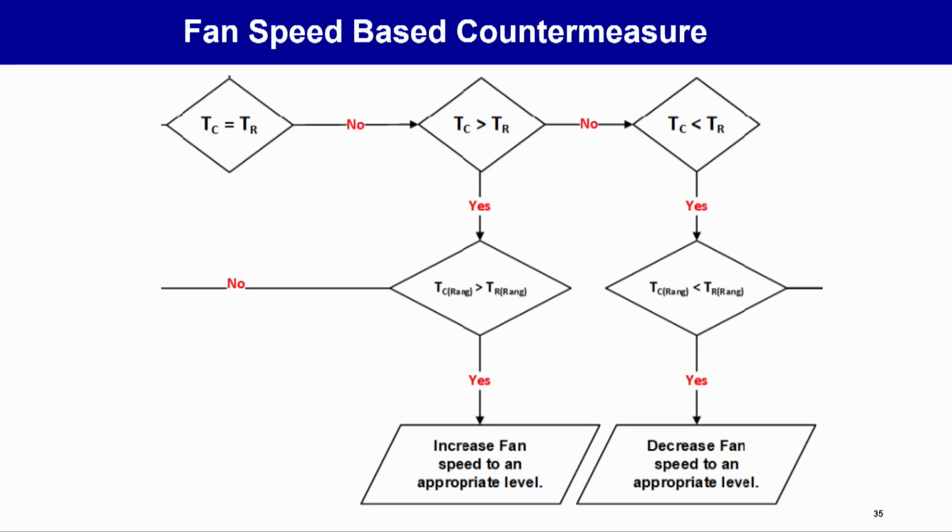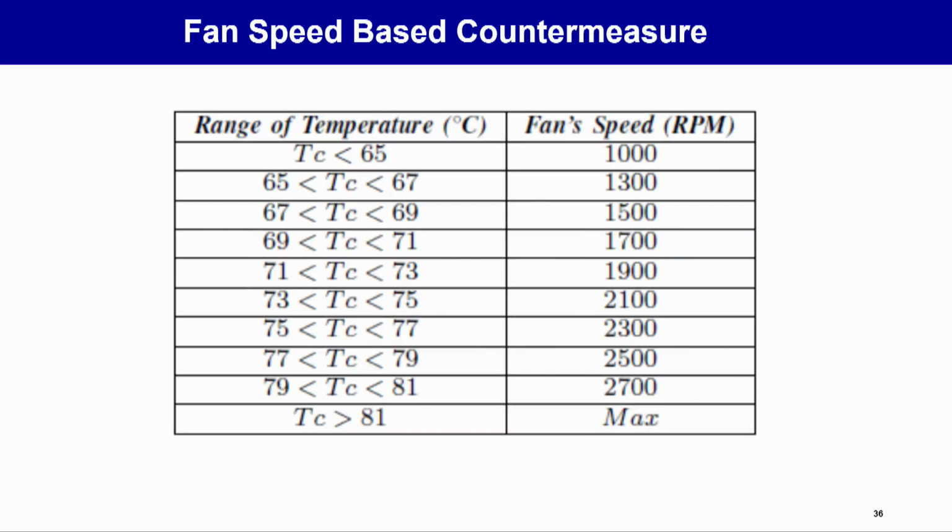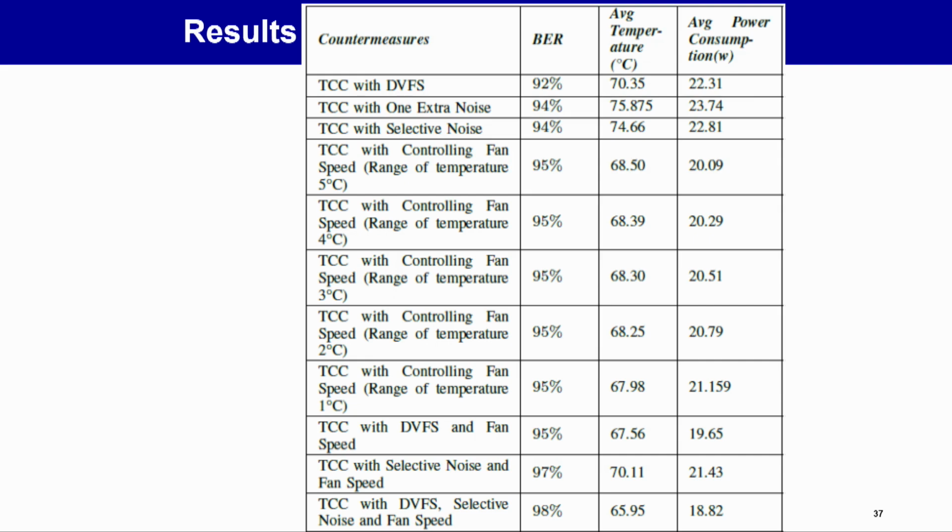So this is one way, fan speed, and this is a kind of trial experiment. A brute force approach: my student took different ranges and found out the appropriate fan speed for each range, so that the whole temperature can be made as flat as possible. So this is one way, and these are some results.